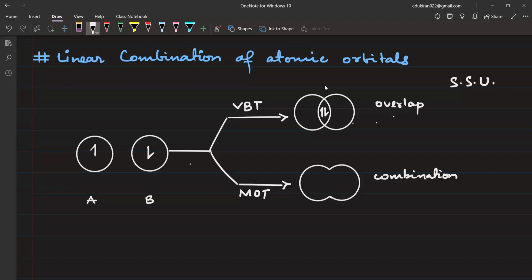And due to combination, you can give an analogy of omelette. The complete identity of egg is demolished. You can't even say how many eggs were present and what type of egg was present. But in sunny side up, you can easily see the yolks and you can say, okay, 1 egg, 2 eggs, and so on. All of you understood this? The difference between VBT and MOT?